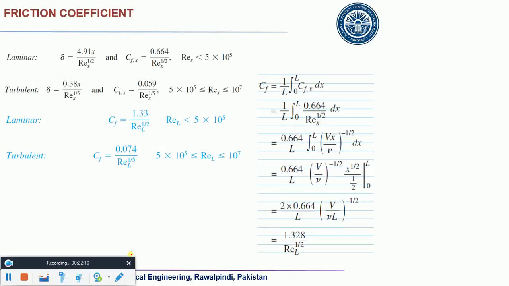So this is about the friction coefficient. For laminar flow, this relation you have already seen: 4.91 x over the square root of Reynolds number x. You already know that.